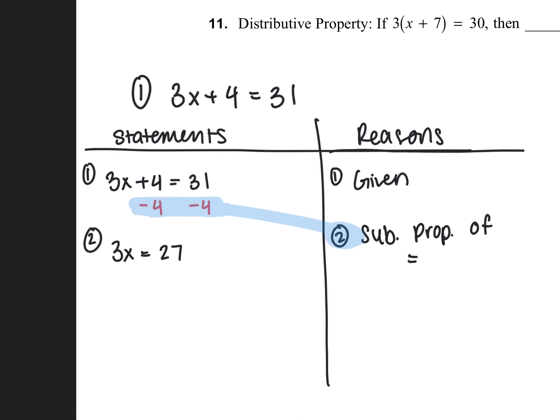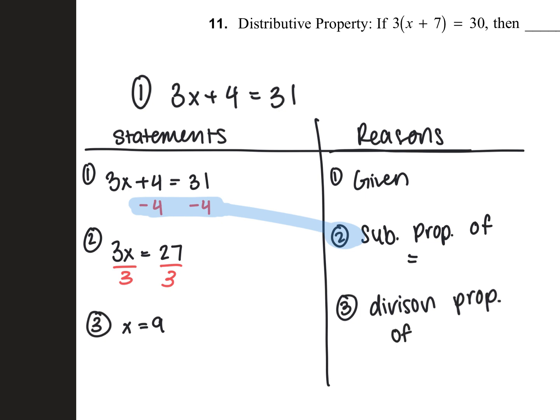All right, and what should I do next? I'm going to go ahead. Oops, that is a highlighter. I'm going to go ahead and divide both sides by 3. And with that, x is going to equal, for step 3, what? Good. So, step 3, reason 3, what is that reason going to be? Division. This is going to be the division property because I did it to both sides of equality.